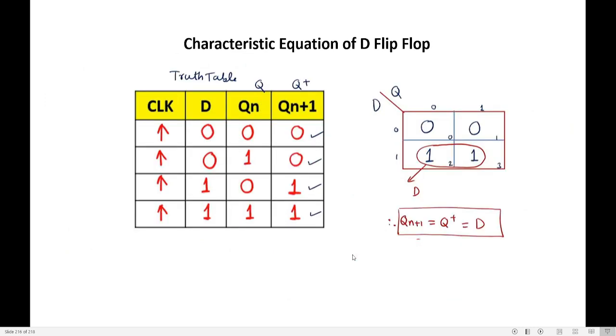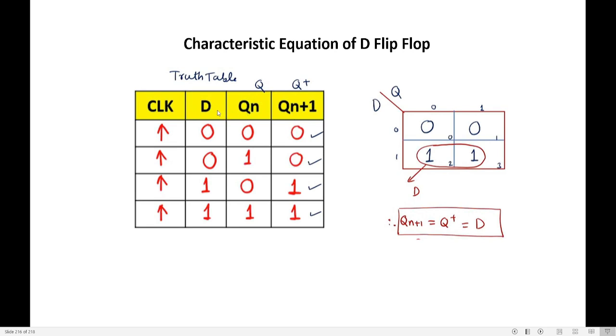Let us see for D flip-flop. D flip-flop is called data flip-flop or direct flip-flop. Whatever input you give, that will come as the output. So first let us write the characteristic table. You know what is characteristic table. Write Q of n plus 1. What would be the state? Next state if input and present state is given.